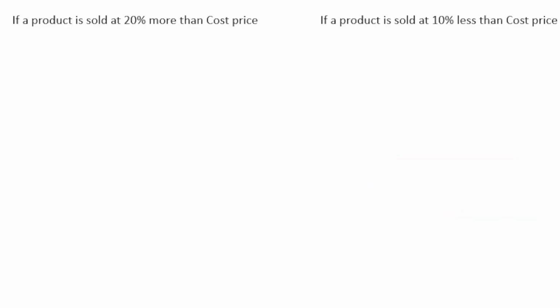And another one, if a product is sold for 20% more than the cost price, then it is a profit. And if it is sold for less, then it is a loss. If it is 20% more, then it is 20% profit. And if it is 10% less, then it is 10% loss. Suppose a product is sold for 20% more than the cost price.